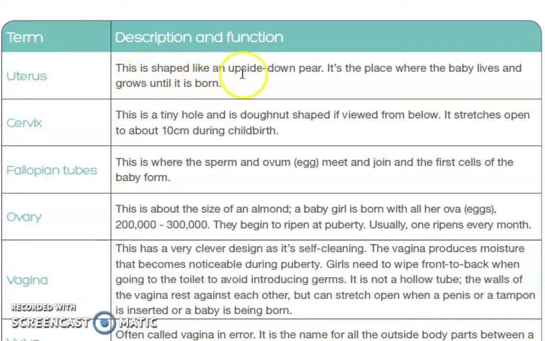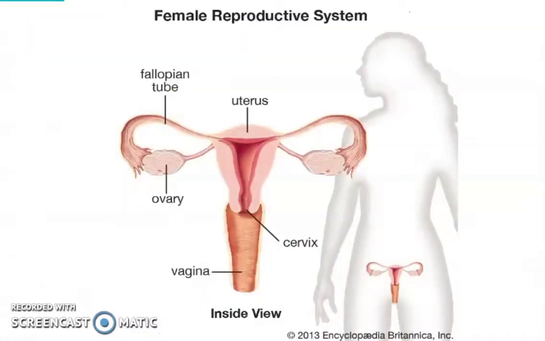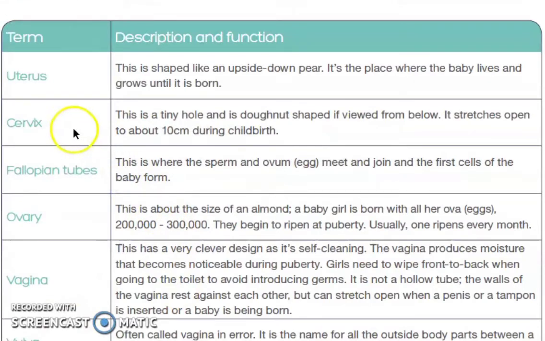This is shaped like an upside-down pear. It's the place where the baby lives and grows until it is born. So, kaila mo peras, wala daw siya peras na bali. So, kana siya. And the baby will grow and mature for 9 months on this part of the female reproductive system. Second one is the cervix.